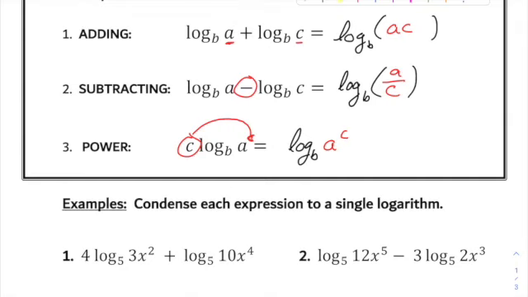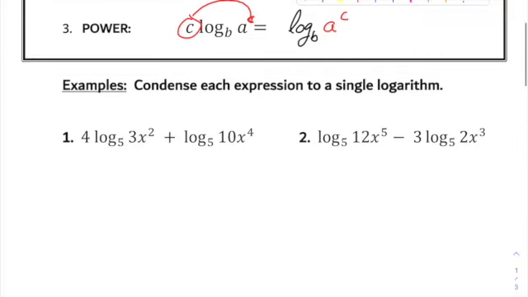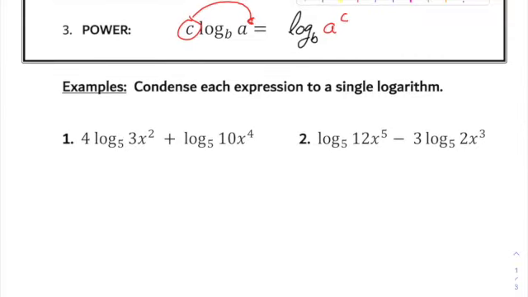Okay, so we'll do number one here. And first things first, we're trying to add these two logs. They're both log base 5, and I'm trying to add them together. So I'm going to use my addition property. But first, you may notice that this one has a 4 out in front. So if I have any coefficients other than 1 or negative 1 in front of these logs, I'm going to first take that, use my power property, and raise my argument to the 4th power.